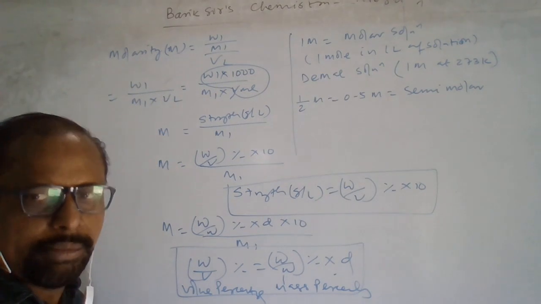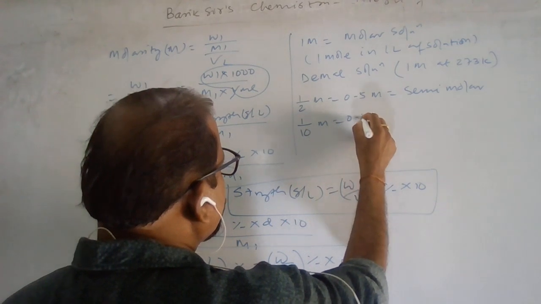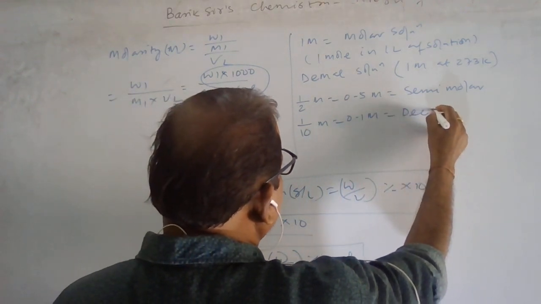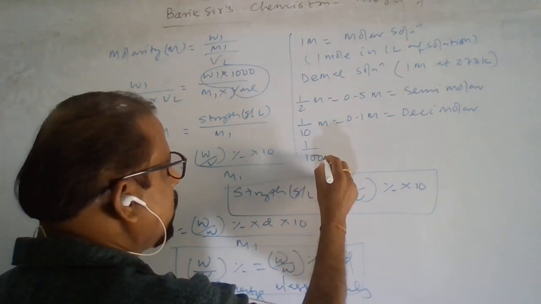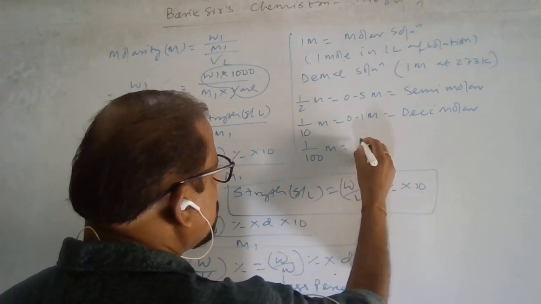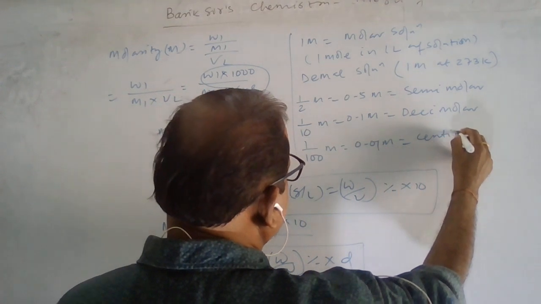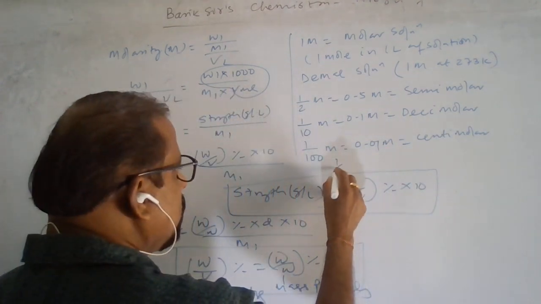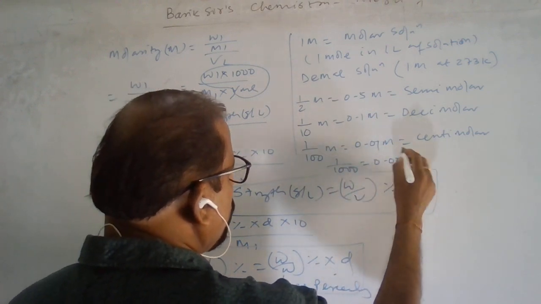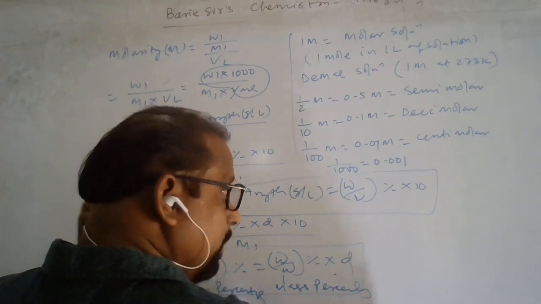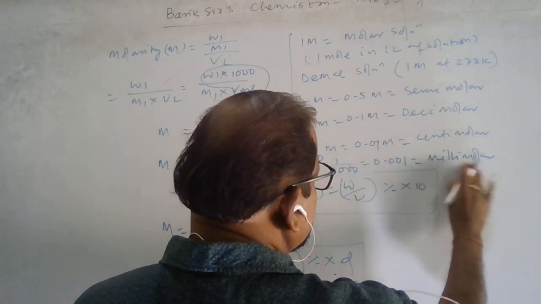Semi means half. Like that, 1 by 10 M, that is equal to 0.1 M, is called the decimolar solution. 1 by 100 M, that is 0.01 M, is the centimolar solution. Centi means 100 parts. 1 by 1000, that is 0.001 M, is called the millimolar solution.